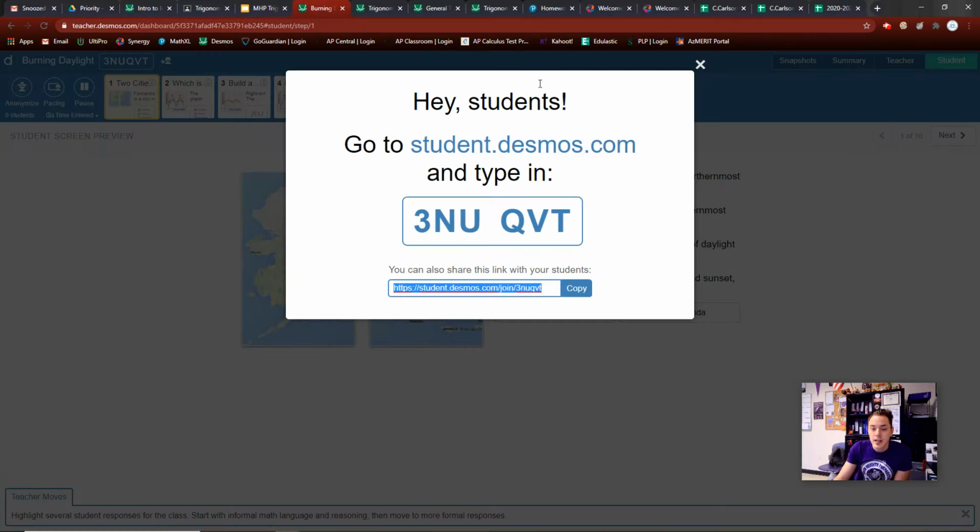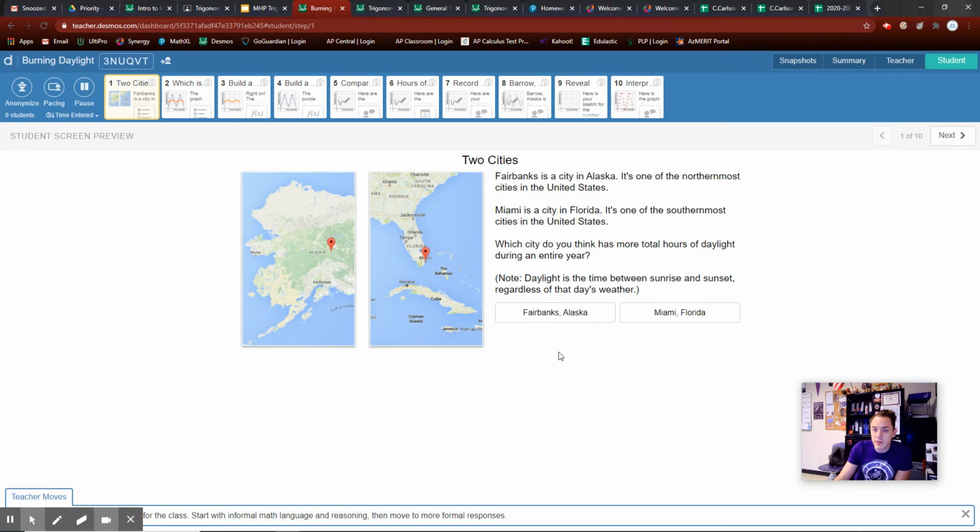So here you go. Go on to student.desmos.com, type it in, let's get started. We're going to be looking at Fairbanks, Alaska, which is completely different. Just look at the total difference on the sides of the United States. So just think, which city do you think has more total daylight during the year? Which city do you think has more daylight during the year?